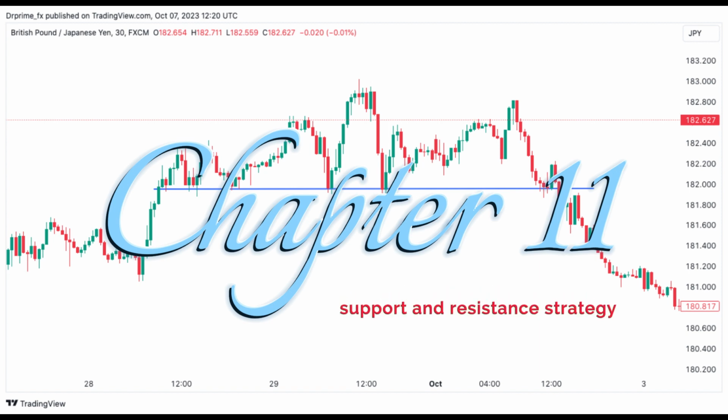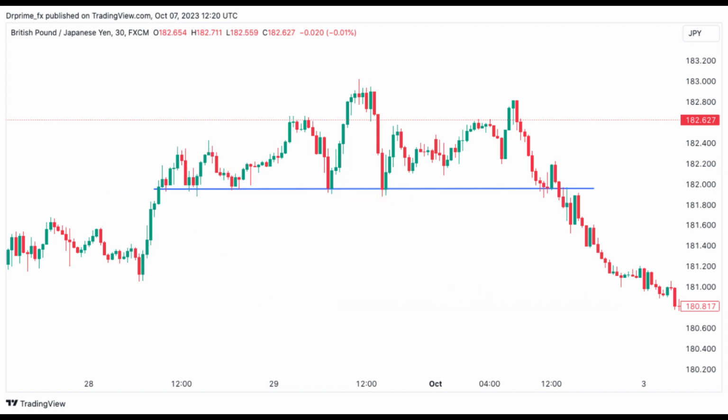Now, the support and resistance strategy. It's basically taking trades at points where price failed to break through. Support acts as a floor where price bounced off many times and had a hard time breaking through. Resistance, on the other hand, is like a roof or ceiling where price failed to break through and so reversed from.